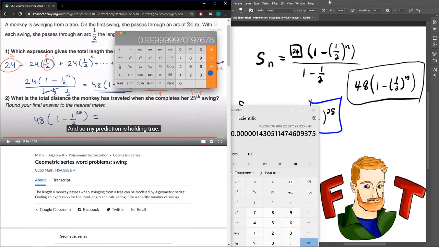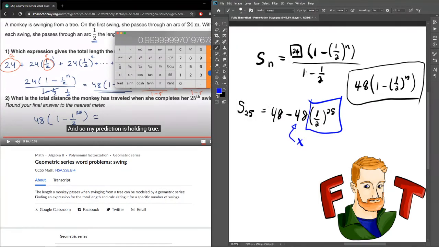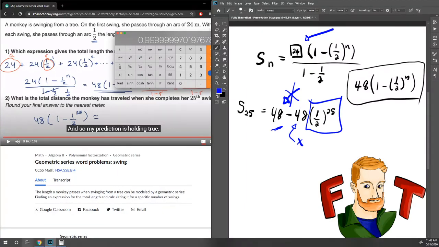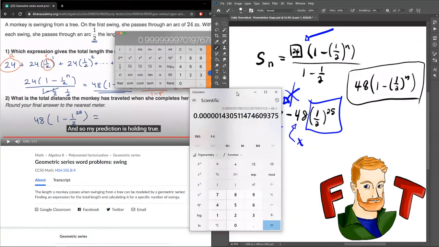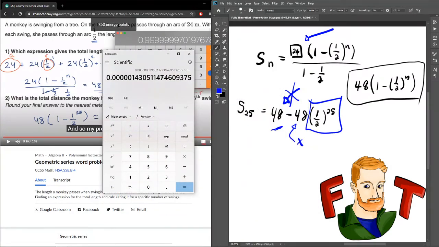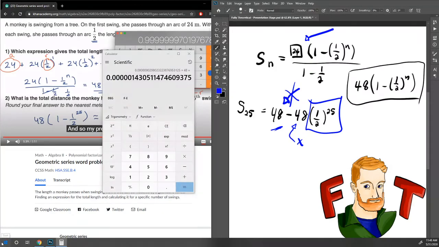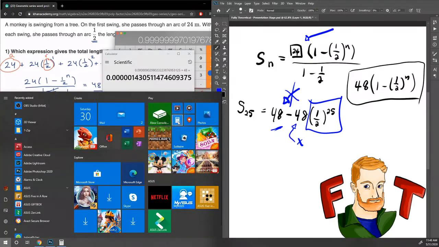Okay, no, I just figured out why this wasn't making sense. So basically, I was thinking that the first swing was 48, but that's wrong. The first swing was 24. So the sum of all the swings being really close to 48 actually does make sense. So here's what I'm going to do. I'm going to get two calculators going. That's the correct one.